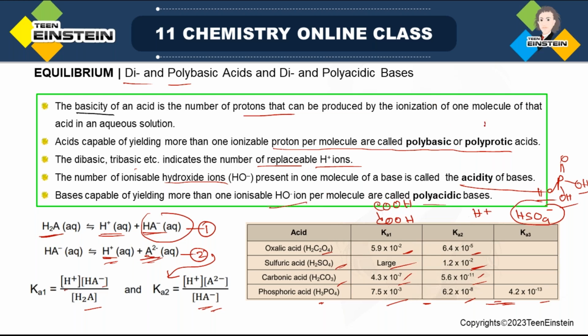Now for example, NaOH, KOH, here you have only one OH- that you can replace. But suppose I am saying Ba(OH)2, here you have two OH-. So this is a diacidic base. Or calcium hydroxide, Ca(OH)2. So these are examples of polyacidic bases.